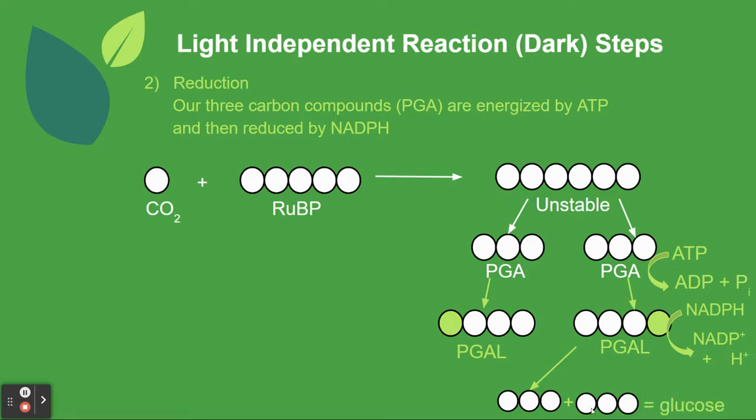Now, this part here happens when we do this cycle twice. So I'll explain that in a second. Only one of the PGALs that is made from this process will go on to be glucose. Okay. I need two of them to do this. So what happens is the whole cycle, step 1, 2, and then over here will be 3, has to happen twice to make one compound of glucose. Glucose is a product of photosynthesis, the reaction.